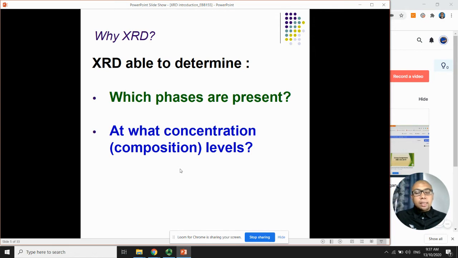Number two is at what concentration or composition level. In this case, we are doing quantitative analysis. For example, we want to know how much calcium oxide and how much calcium carbonate has been added in the mixture. Please remember, you will use this XRD analysis from your first year until your final year. In our school, XRD is like the heart of material science engineering.